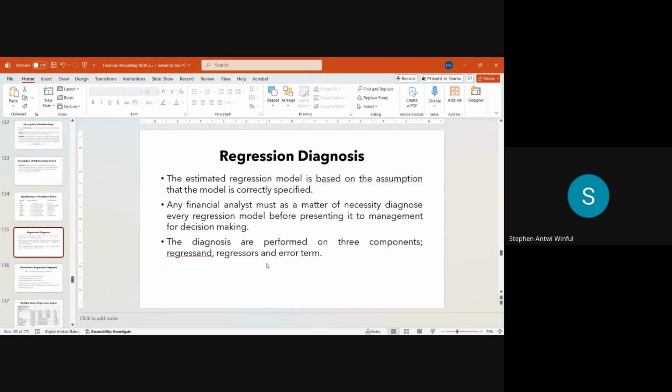We should take the result hook, line, and sinker and base our decision on other outputs? No. Just like before any product, whether food, chemical, or drug, is allowed into this country, we have bodies that test its efficacy and its implication on Ghanaians before we are allowed to consume it. The same way, when it comes to economic models, there are some things we must look out for before we can use them and apply them in our decisions.